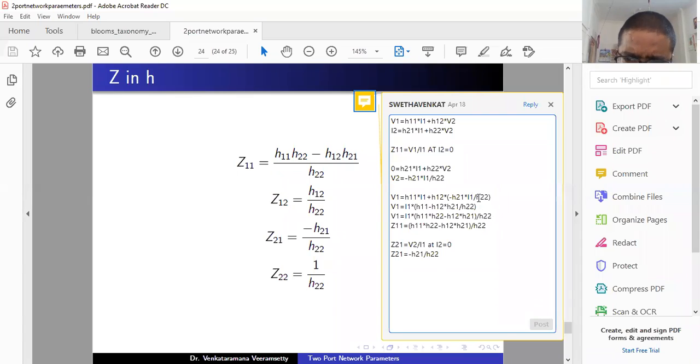Now from this equation, try to take I1 common. If you take I1 outside, we have H11 minus H12 into H21 divided by H22. So V1 equal to I1 into, taking the LCM, H11 into H22 minus H12 into H21, divided by H22.